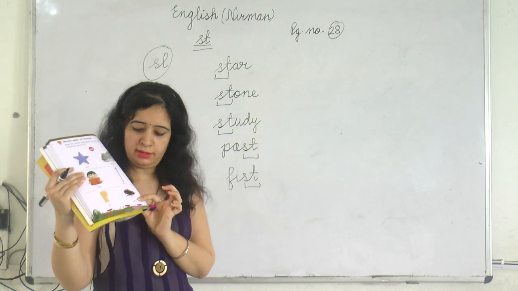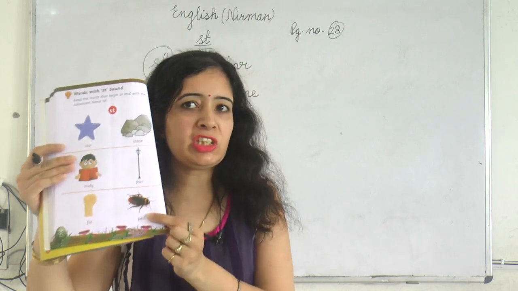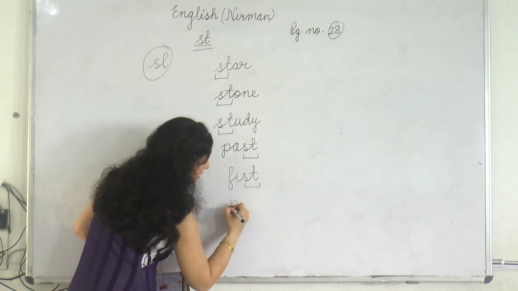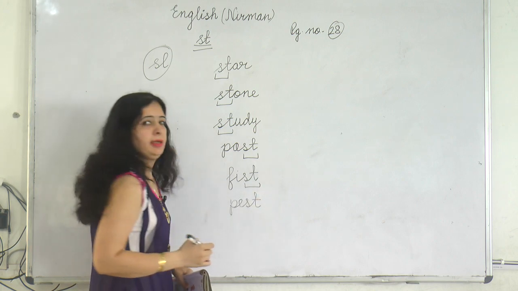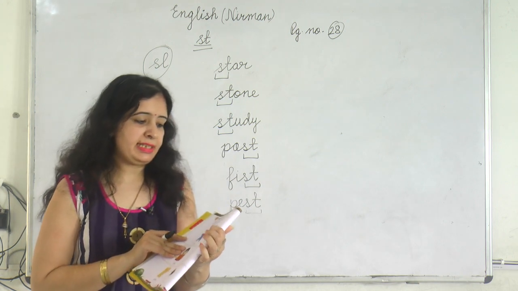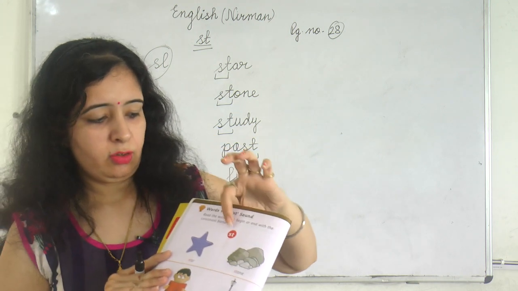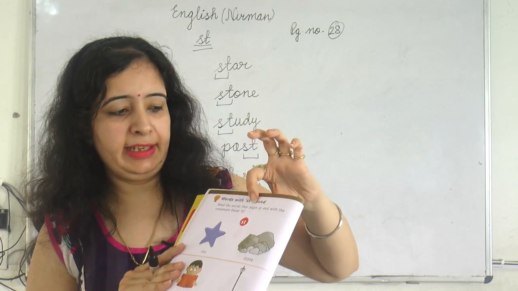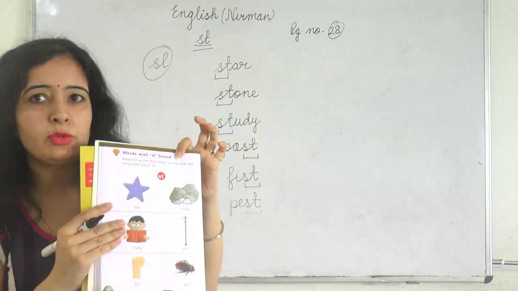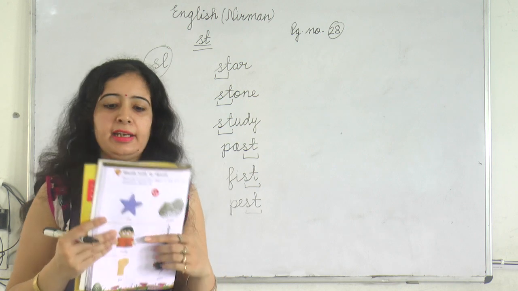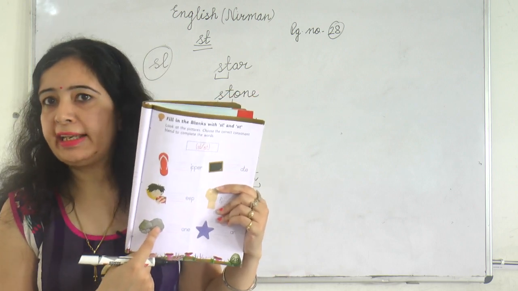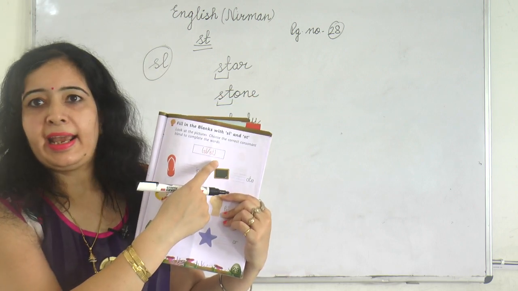Next one is pest. See this picture? Pest. P-E-S-T. Pest. Here ST blend is also in the end. Na? So you will see that consonant blends we will write in the beginning, and also we will write it in the end. So students, you will read this spelling again and again. After that, you will look at page number 29. Here is one exercise for you of SL and ST blend.